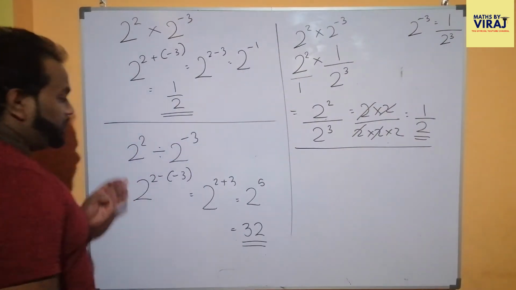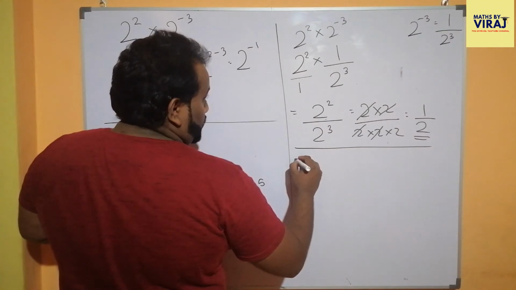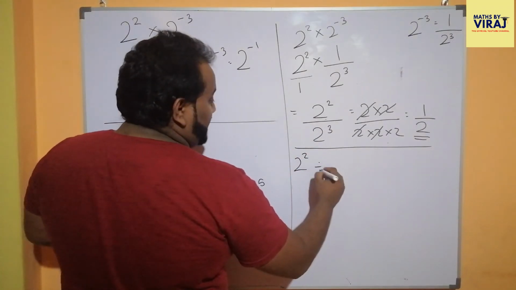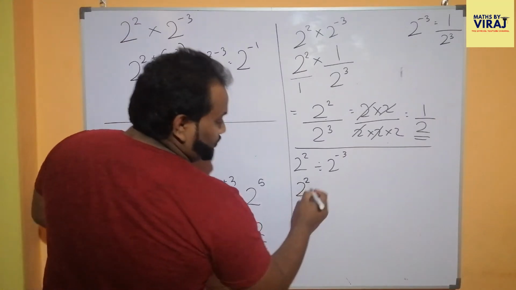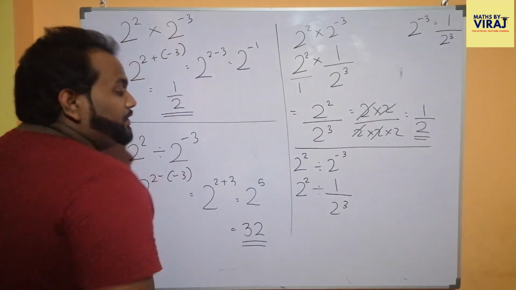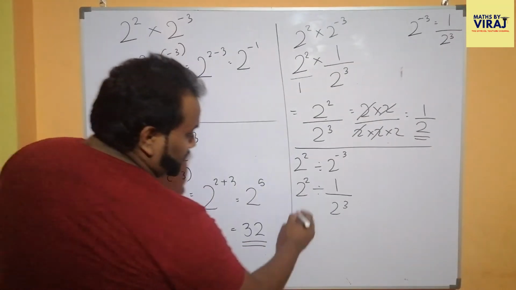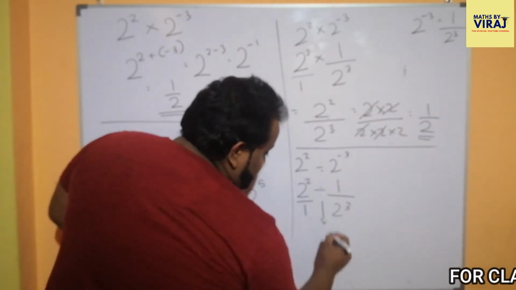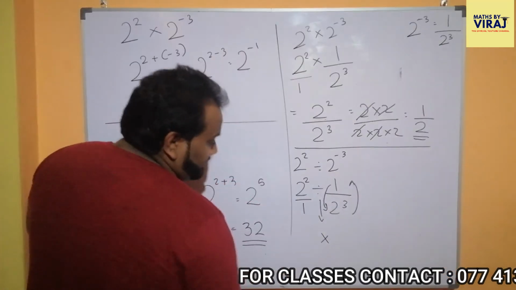Similarly, for this particular sum, let's try to see 2 to the power 2 divided by 2 to the power minus 3, which is 2 to the power 2 divided by 1 over 2 to the power 3. We know that fractions cannot be divided. Therefore, division changes to multiplication and we get the reciprocal.